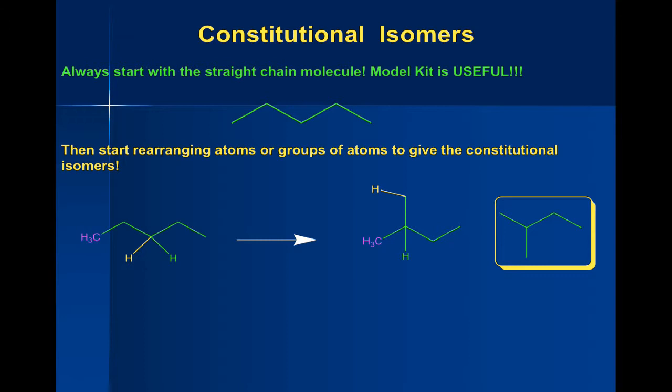I've taken the hydrogen off, I've taken the CH3 off, and I've swapped their positions, okay? So this hydrogen is now attached to this carbon, which is here, and this CH3 is now attached to this carbon, which is here. That's a different structure. That does not look anything like that. Will everybody agree with that?